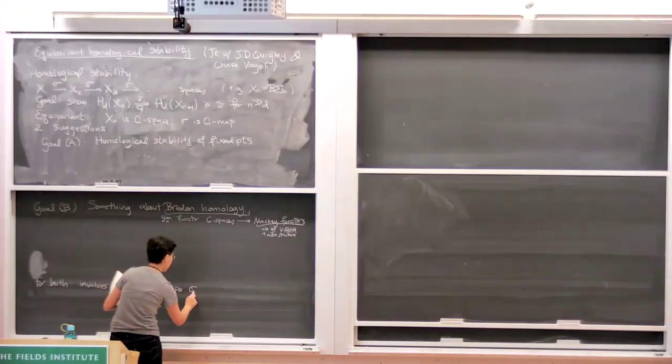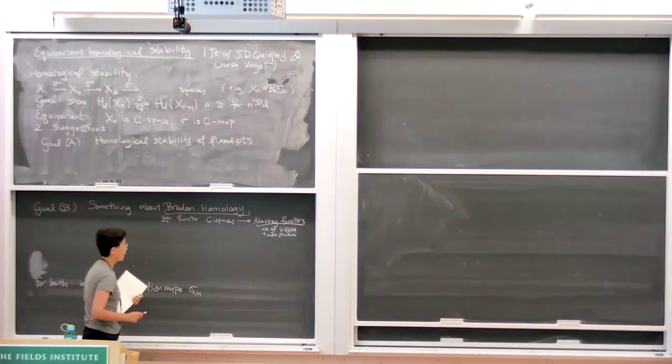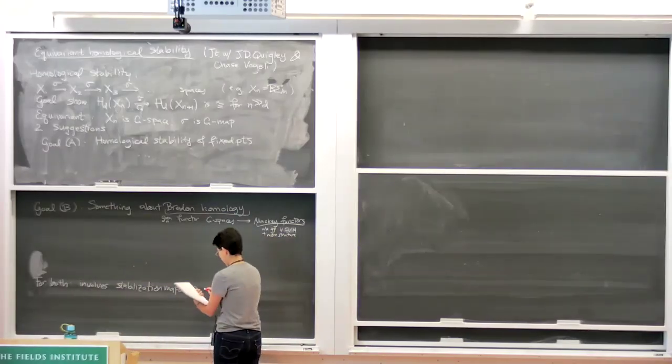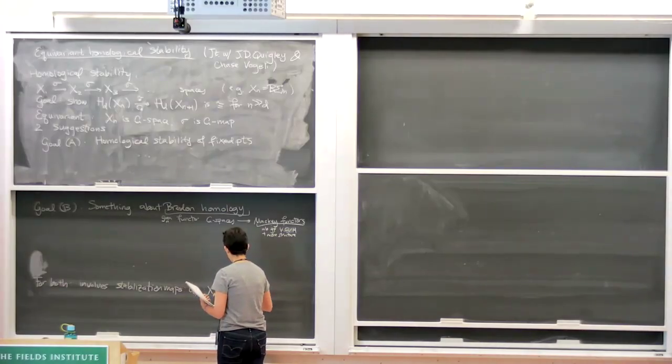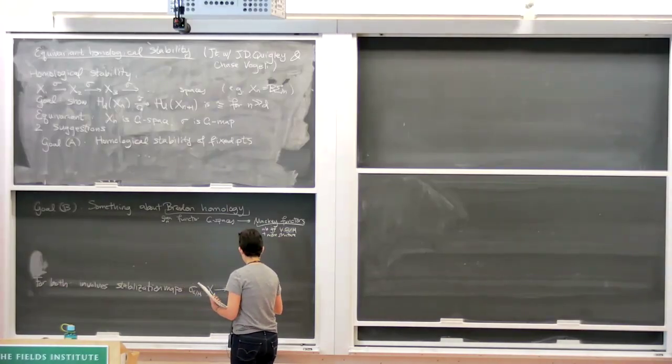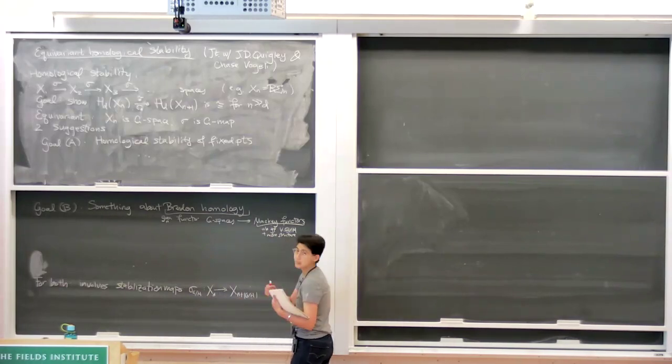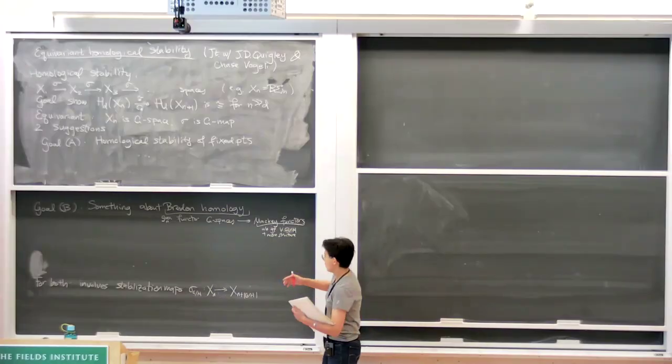So instead of sigma, I'm going to index my sigma by G mod H. And instead of just increasing the index by 1, it's going to increase the index by the order of G mod H.